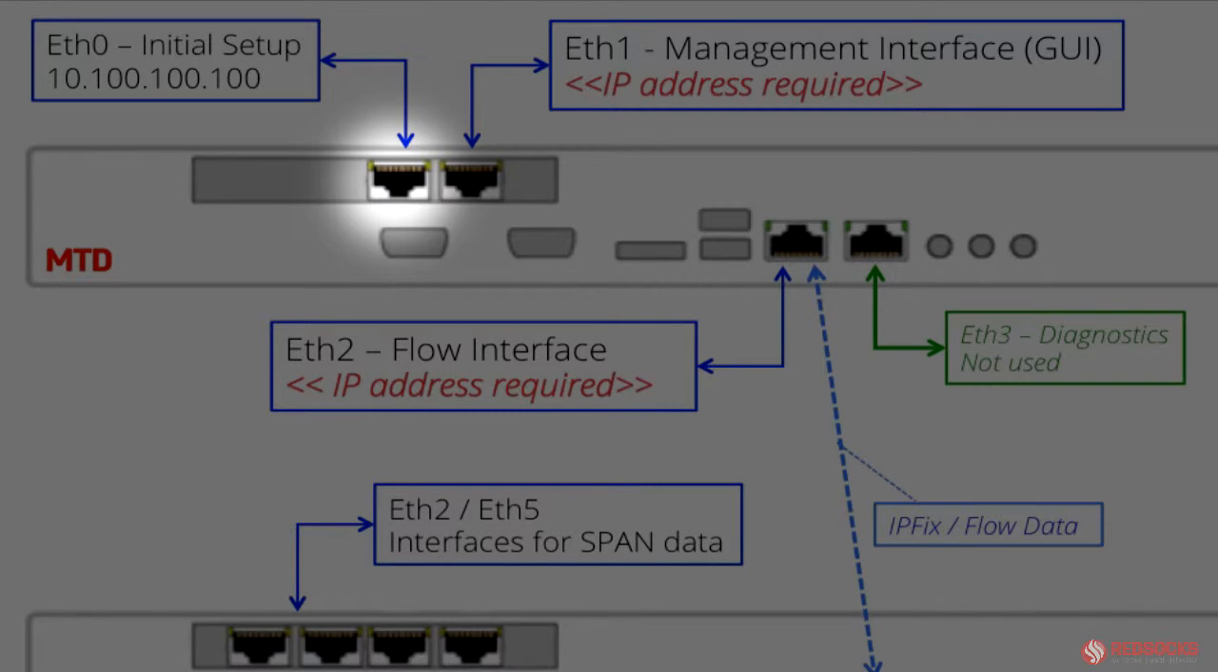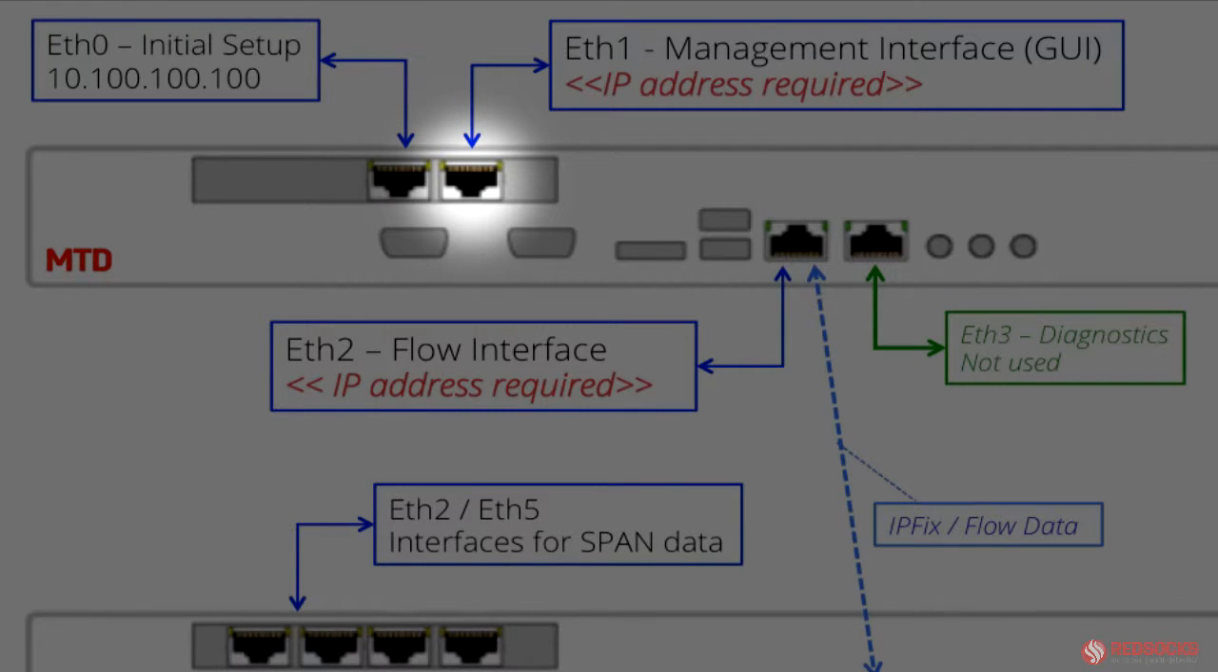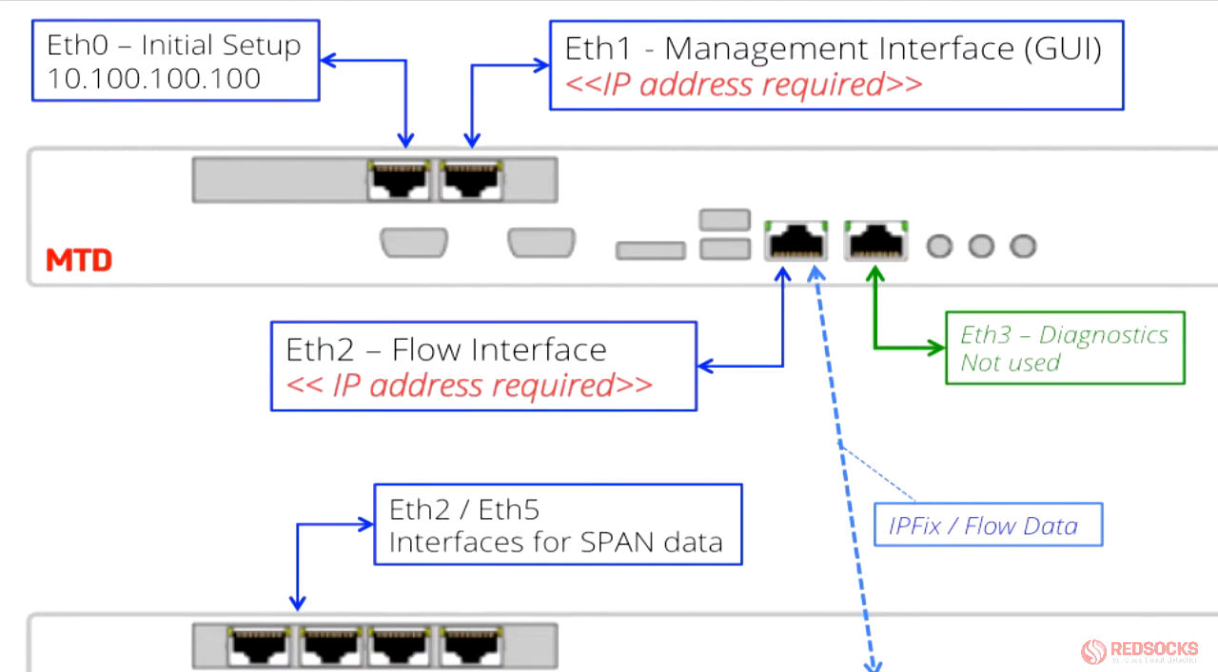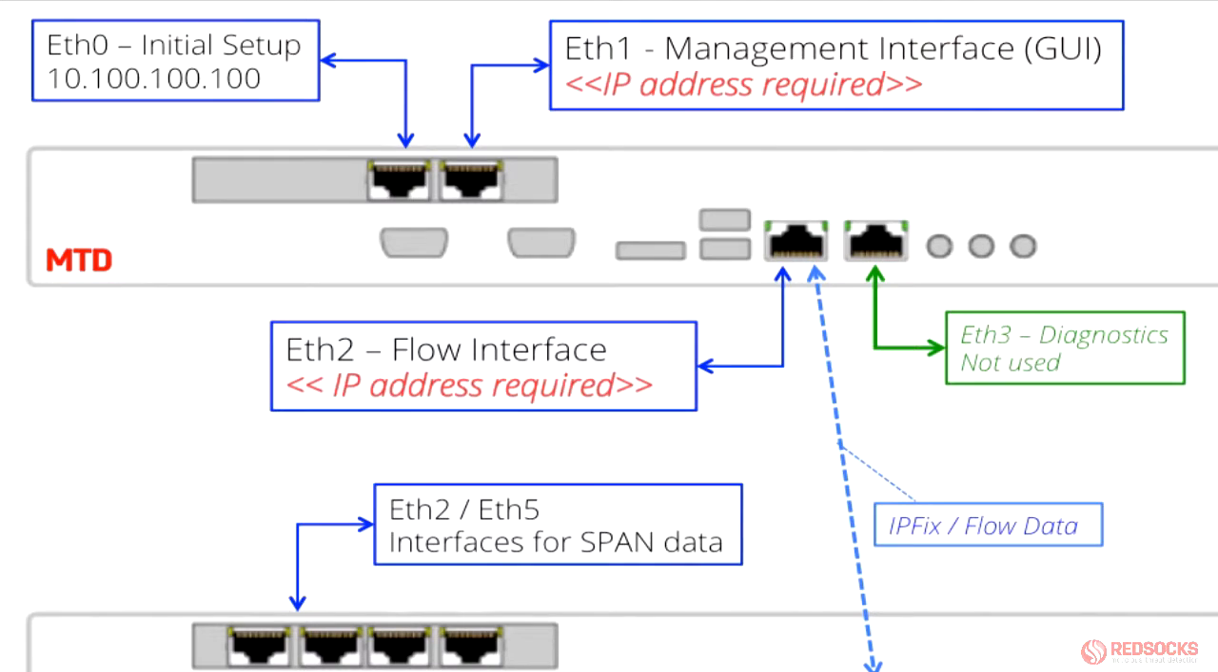The first network interface that you see is the initial setup port, which always has the address 10.100.100.100. The second interface you see is the management interface. In other words, this is the interface that the GUI is propagated on. This interface requires an IP address within your management network. The third interface you see is the flow interface.